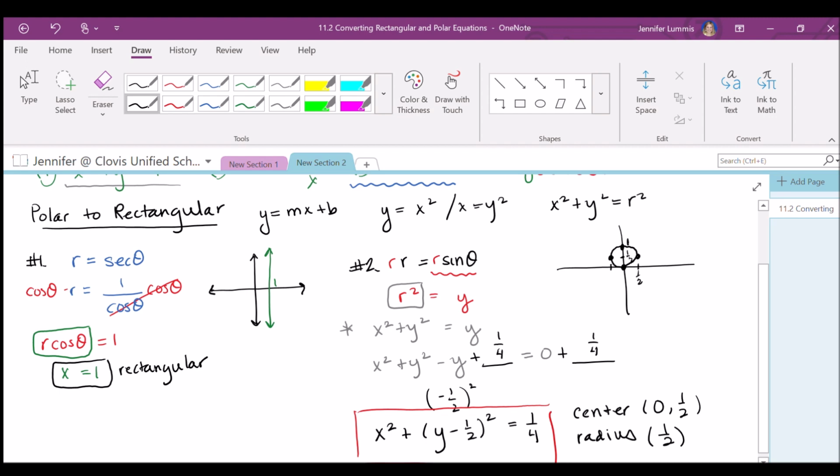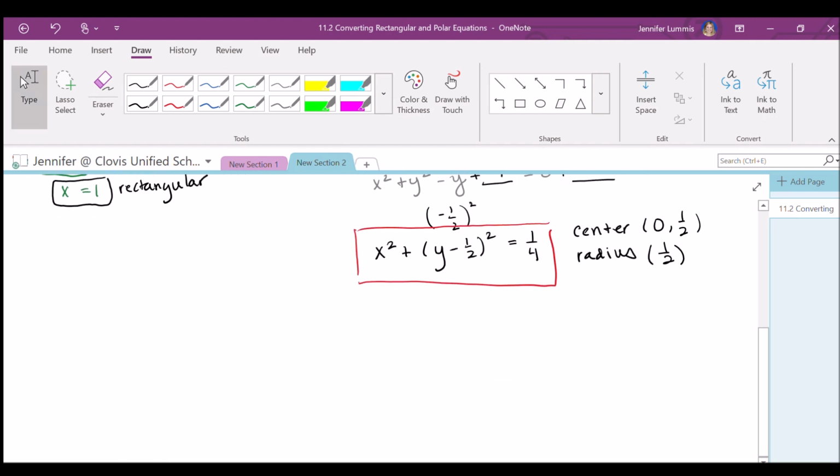All right, so there's our picture to match our equations. So we're going to keep going. All right, number 3 just says r equals 2. Now this should be pretty obvious. This is simply telling us radius 2. So what we should end up with is a circle centered at the origin with a radius of 2 units.